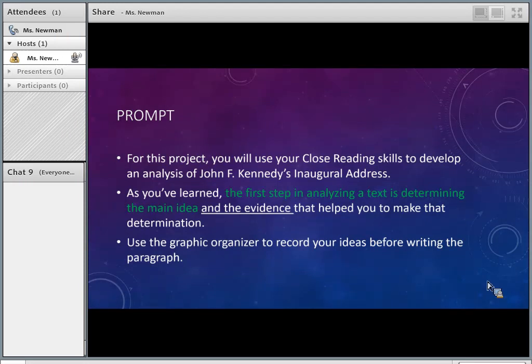Okay, so you're going to read through the speech and come up with the main idea. What is the main idea of the speech? Also, you support that main idea with the evidence from the text.